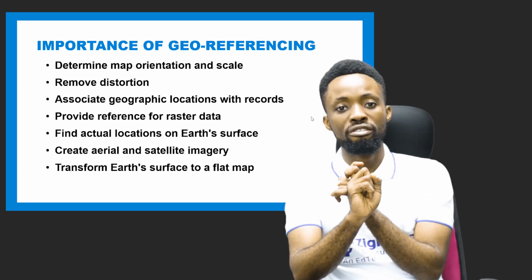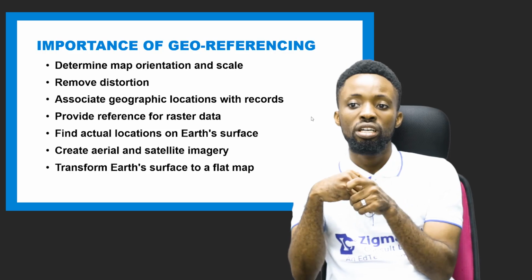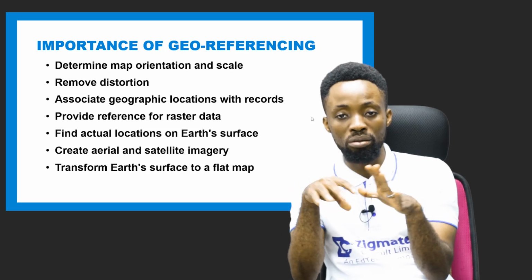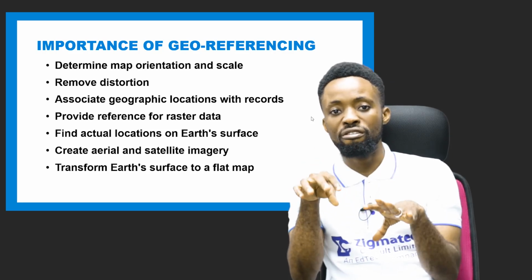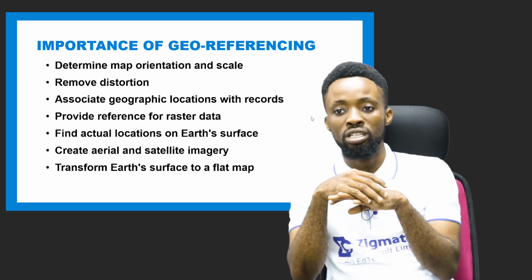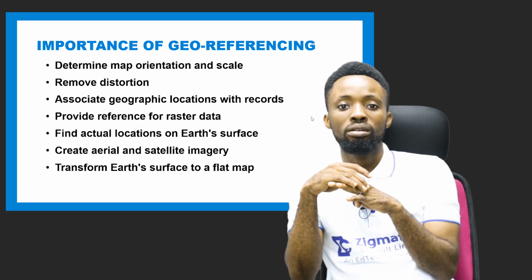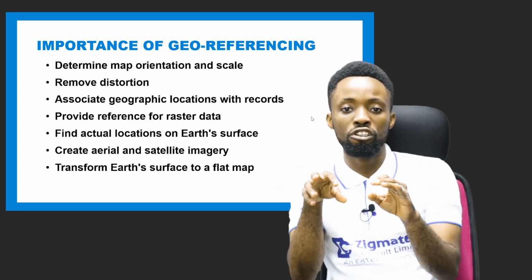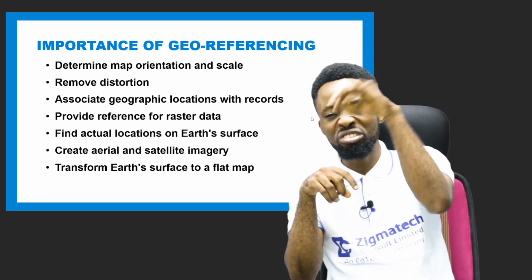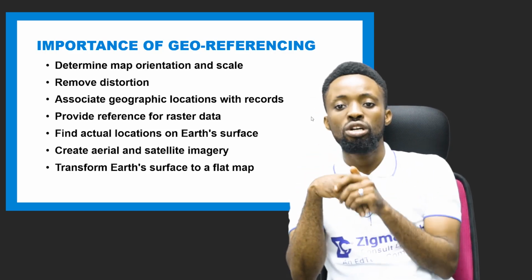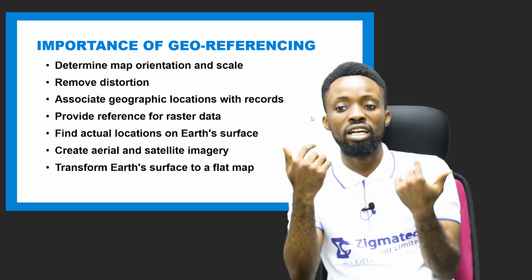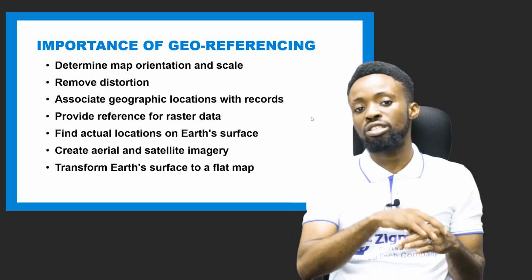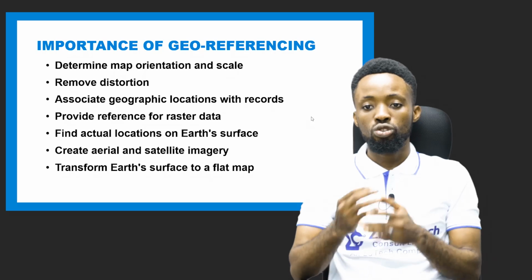Also, georeferencing can help to provide reference for raster data. All of the raster data we have, possibly on a map or on a given surface, is referenced with the help of georeferencing. Let's say raster data like a place or a physical feature on a map, we use the process of georeferencing to provide reference for such. And also it helps us to find the actual locations on Earth's surface. To find a place on Earth's surface, without georeferencing, it will be very difficult to do so. So we need georeferencing for that.